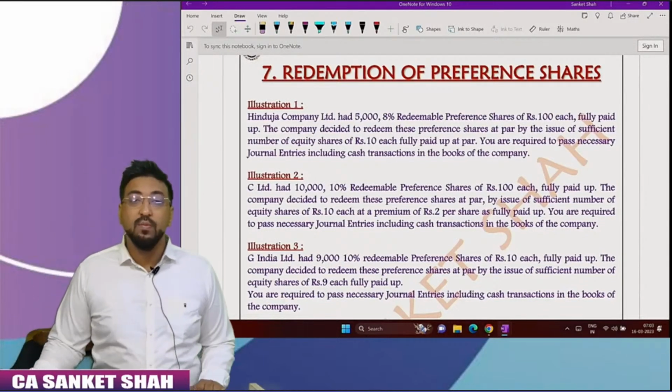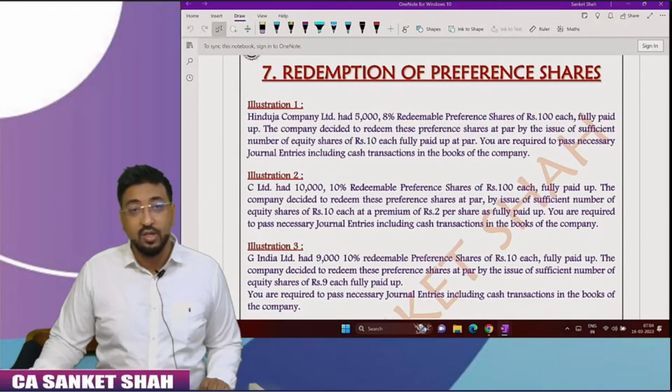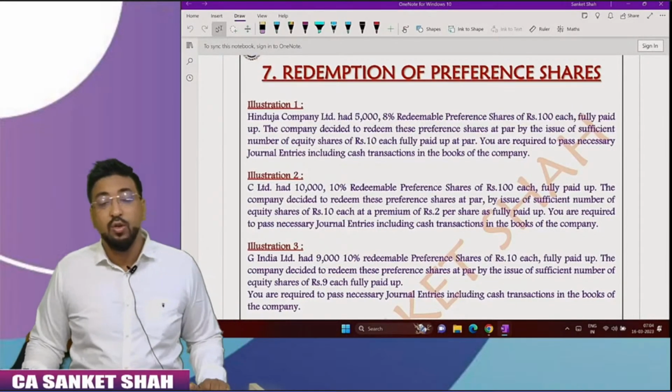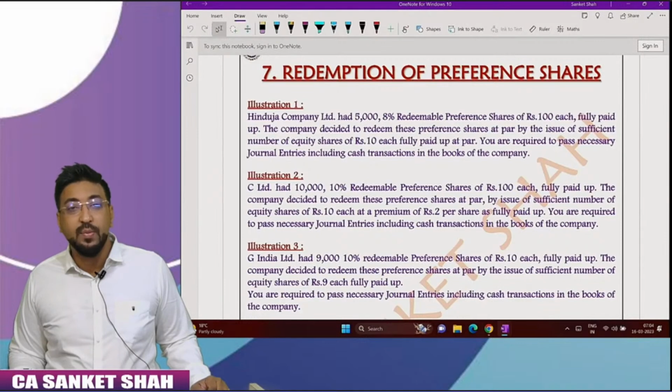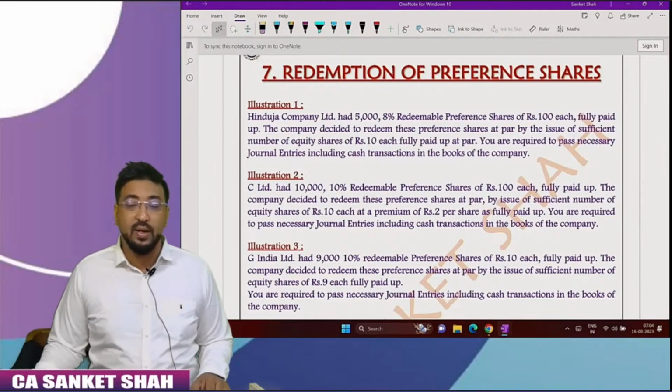The second option is CRR: general reserve or P&L account debit to CRR. Your entries will be: preference share capital account debit, premium on redemption account debit, to preference holders. Then preference holders account debit to bank account, and P&L will get cancelled with your premium on redemption. So P&L account debit to premium on redemption.